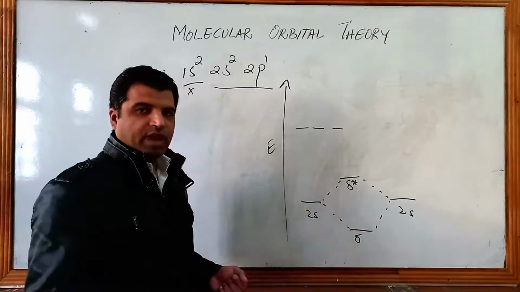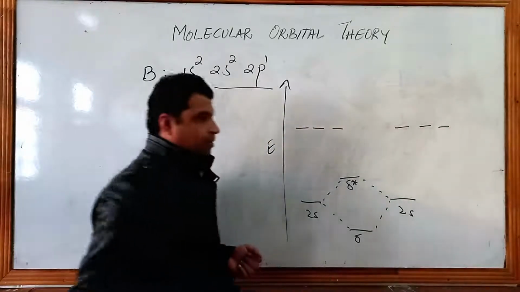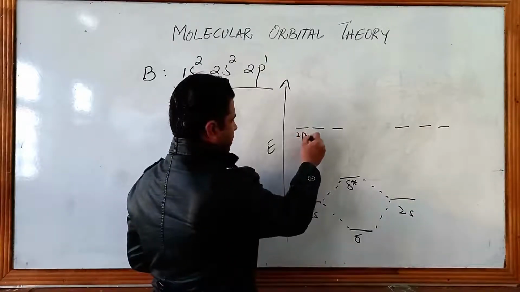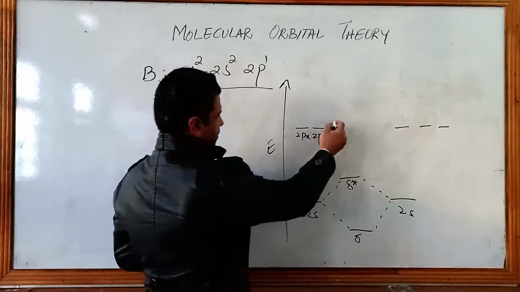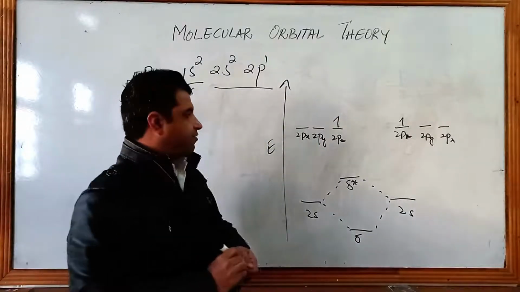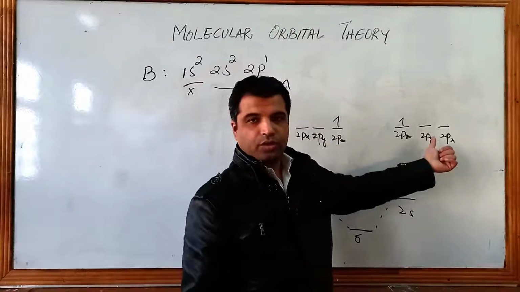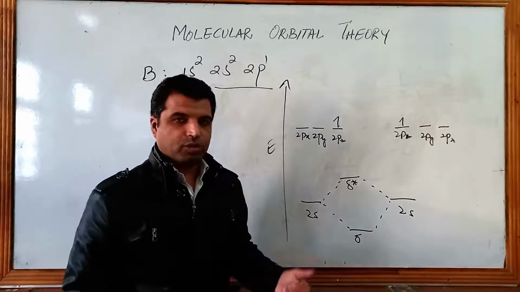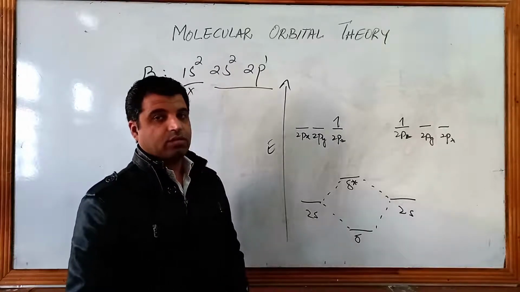But then we have the p orbitals as well. Now these 3 p orbitals, px, py and pz, have only 1 electron, and you can place them anywhere. Now we have 3 atomic orbitals from one boron and 3 atomic orbitals from another boron. So in total we have 6 atomic orbitals, and you know that as a result we will have 6 molecular orbitals as well.